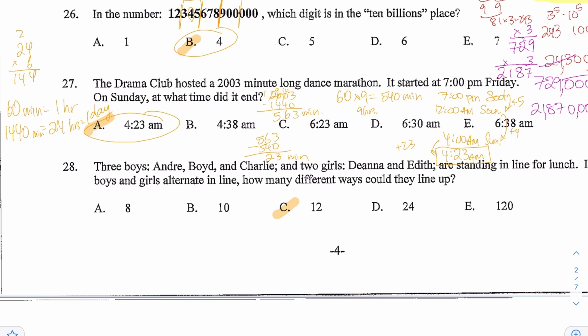So the key here is to figure out that there are 60 minutes in an hour, and then if you do 24 times 60, that'll give you 1440 minutes in a day. So you just count forward.